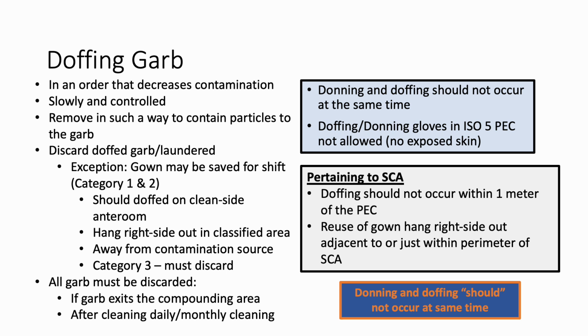It may be saved for Category 1 and 2 compounding per shift. For Category 3 compounding, the gown may not be reused. But for Category 1 and 2, the gown may be reused per shift, but it needs to be clean and the integrity must be intact with no rips or tears. It should be removed on the clean side of the anteroom and hung on the clean side of the anteroom, or at least in a classified area. All garb must be discarded after it exits the compounding area, or even after cleaning, whether that be daily or monthly cleaning, all garb must be discarded.